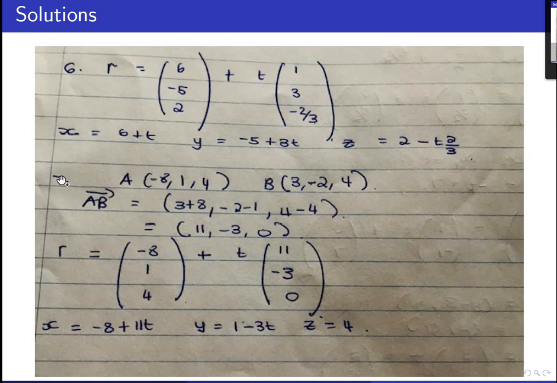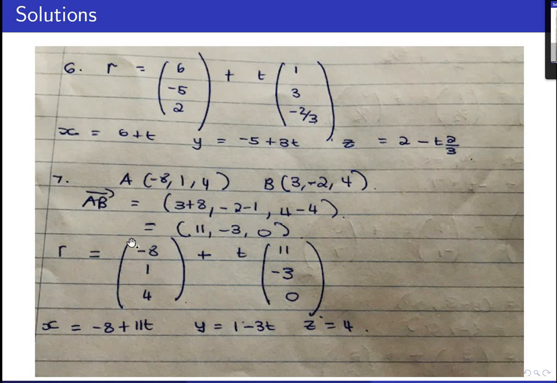In number 7, what we needed to do is to find the equation of a line that passes through A and B, right? So the direction vector is AB, which is the final point minus the initial. So we have 3 minus (-8), which is 3 plus 8 = 11, -2 minus 1 is -3, and 4 minus 4 is just 0. So this is the direction vector, and the initial point is (-8, 1, 4).